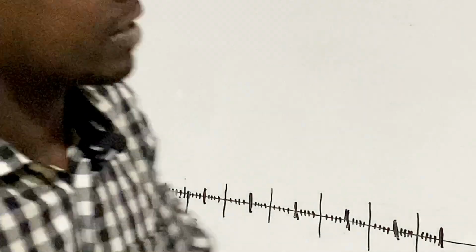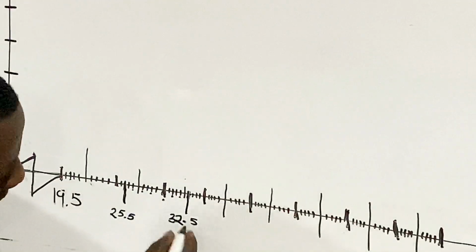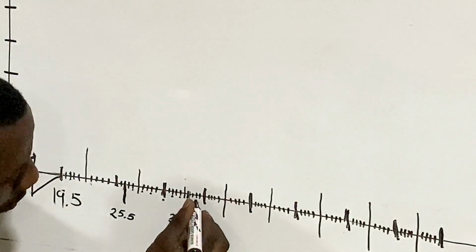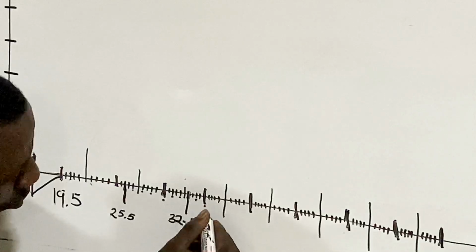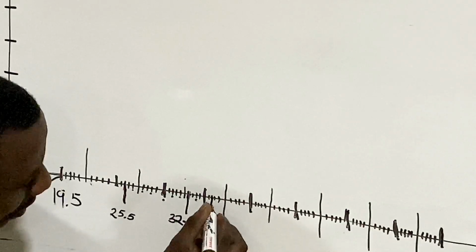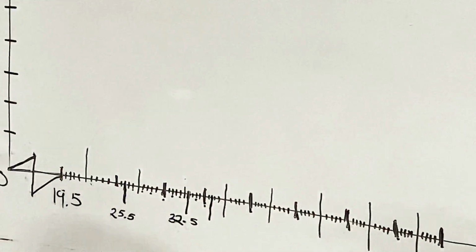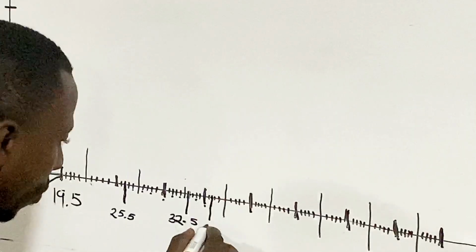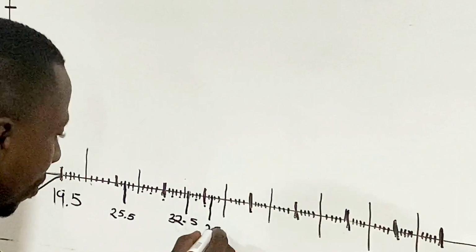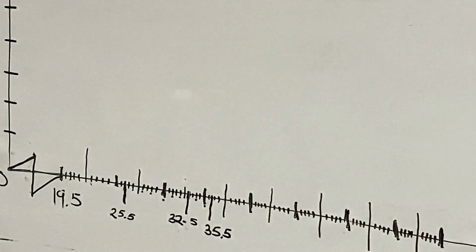And here the difference is 3. So now we are going to count 3. So I'll skip this 1, I'll skip this 2, I'll skip this 3. So it's going to be this. So this is where my 35.5 will also be 35.5. We are continuing with the counting.